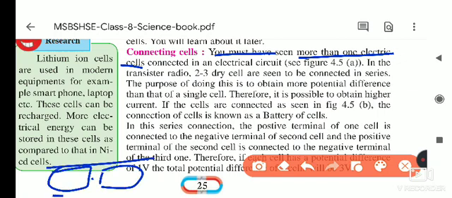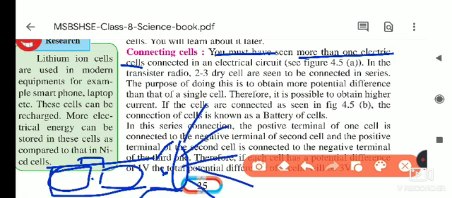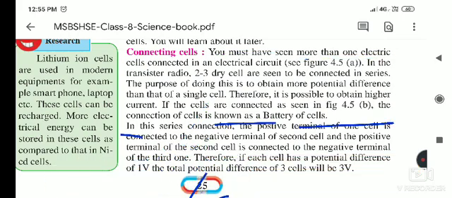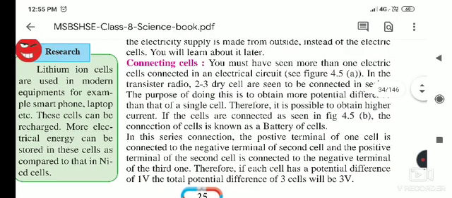This is the torch structure, and there is a button here. When we push it, the bulb inside glows and light is produced. In this place the electric cells are attached to each other. Now, the electric circuit.